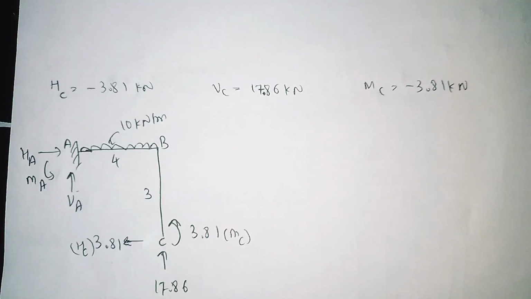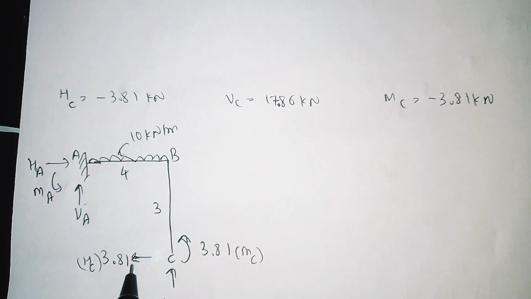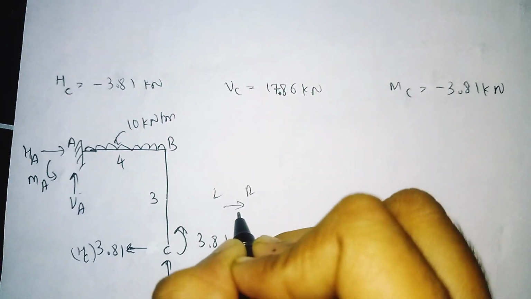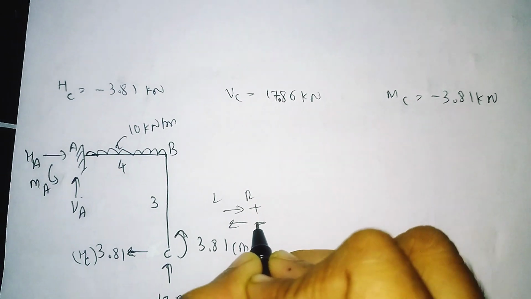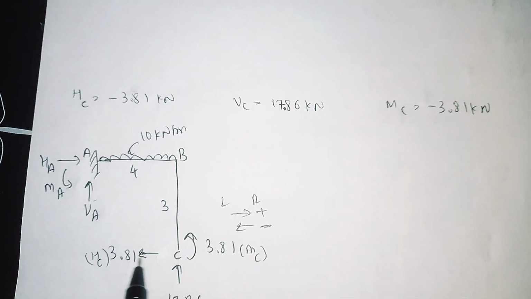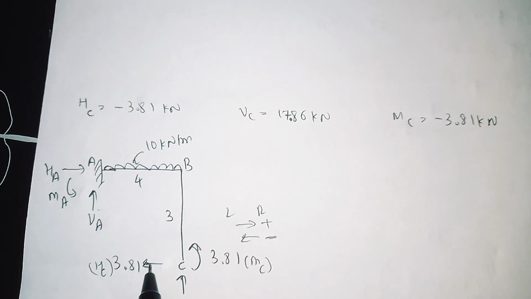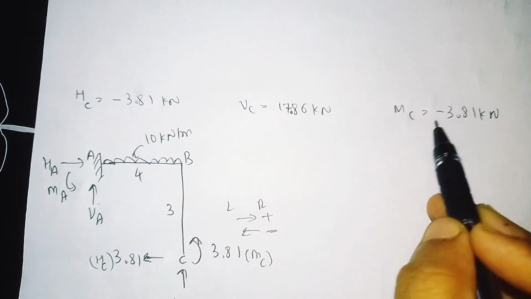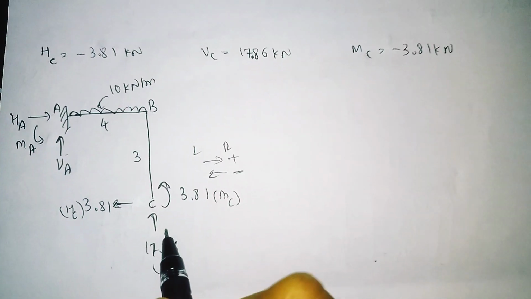So now the HC value we got was minus 3.81, so it is going like this. Going left to right, we need to take the positive. If it is going from right to left, then we need to take the negative. So it is going right to left, we need to take the negative like this. And VC is going upward, and the moment is rotating anti-clockwise, so we need to take 3.81 like this.